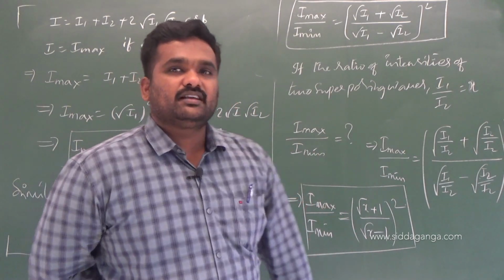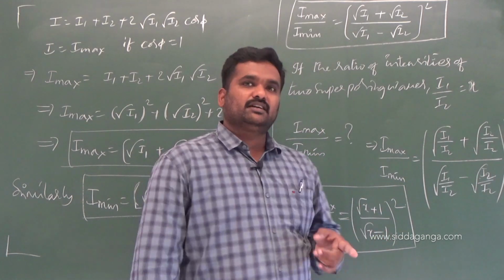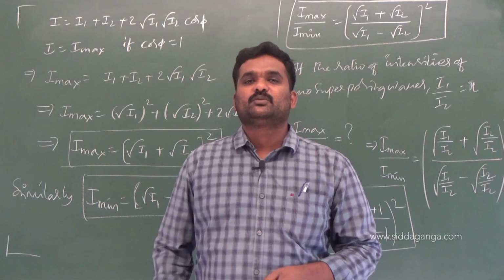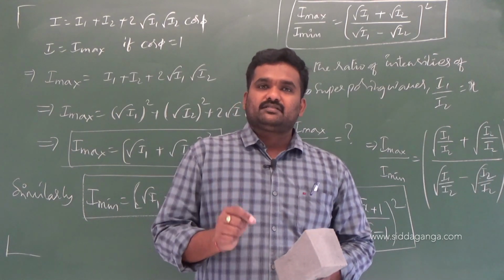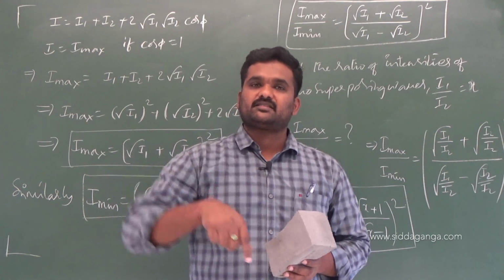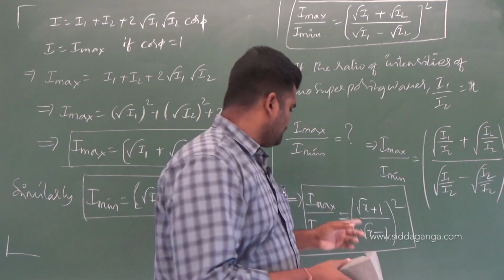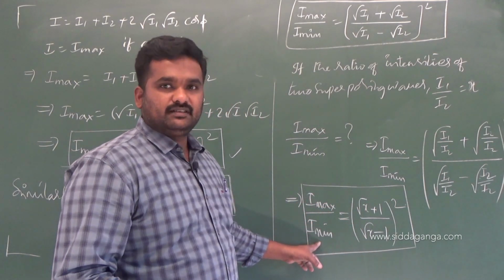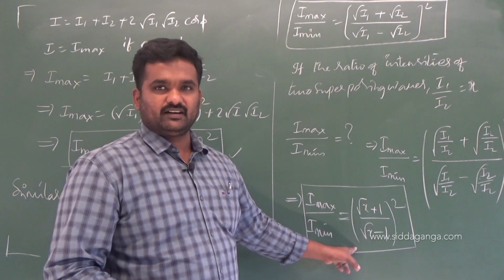And a few times what they will give is I maximum by I minimum. They will ask you to find the ratio of intensities of two superposing waves. The intensities of two waves which are getting superposed are I1 and I2. They have given I maximum by I minimum and they will ask you to find the value of I1 by I2. Then you have to solve for x in this formula. Hope you got it right.